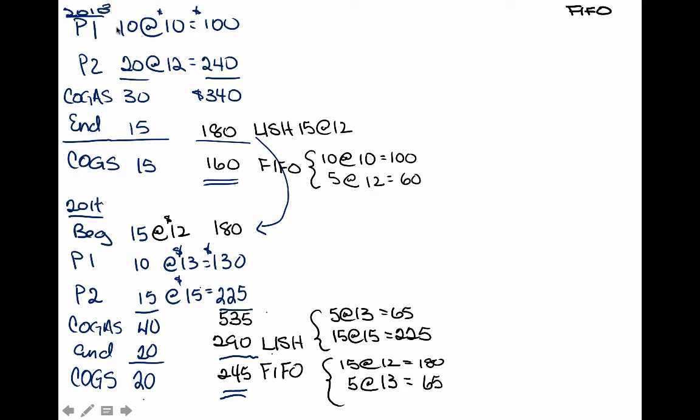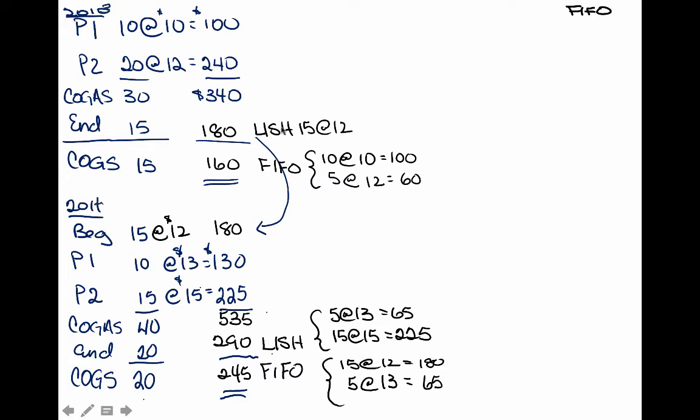In 2013, we have available for sale 30 units at $340. We know we sold 15. If I'm using FIFO, the first units to come in are the first units sold. So if I sold 15, I sold the 10 units at $10, plus I sold an additional 5 units at $12. So the value that I will assign to cost of goods sold is $160 for those 15 units sold.